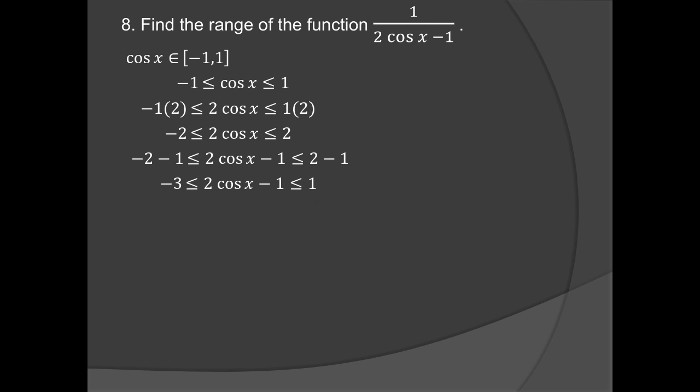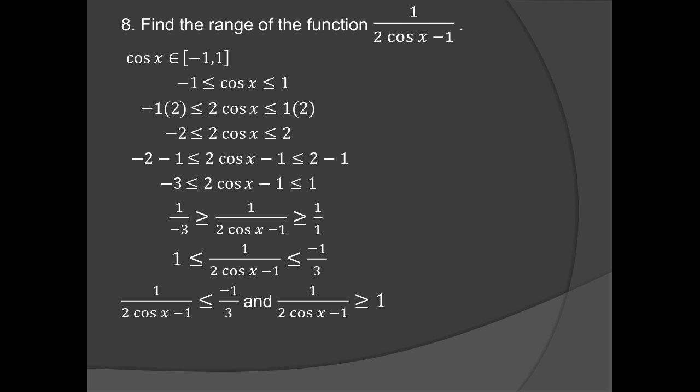Now the actual function is 1 by 2 cos x minus 1, so we have to take the reciprocal. When you take the reciprocal, the inequality changes: less than or equal to becomes greater than or equal to. So minus 3 becomes 1 by minus 3 and 1 becomes 1 by 1. Now again we have to write in the format of less than, so this value goes there and that value comes here. So 1 is less than or equal to 1 by 2 cos x minus 1 less than or equal to minus 1 by 3. This can be split into two parts, this particular part and that particular part, as I have written here.